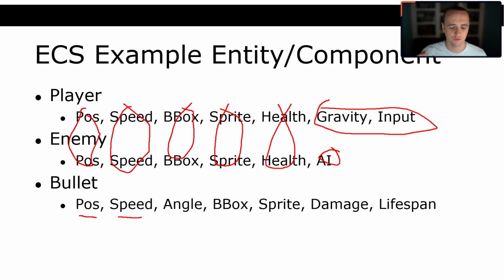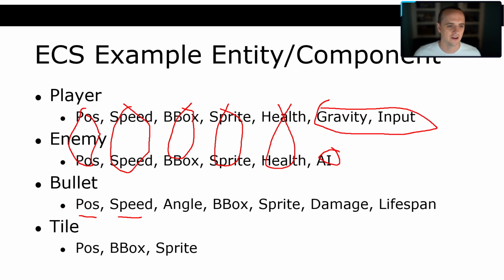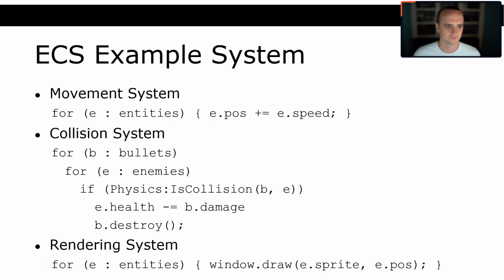Maybe it has a sprite for drawing, a damage, and a lifespan, versus something really simple like a tile, which may just have a position, a bounding box, and a sprite. And you can just imagine how many different things we can make out of these components, and how difficult it may be to maintain a hierarchy if we were using object-oriented design. All right, so just a couple of examples of systems in ECS.